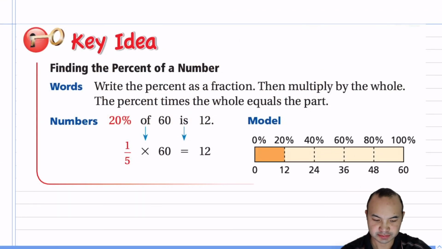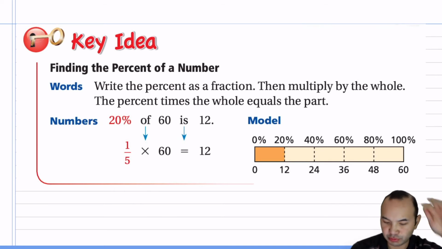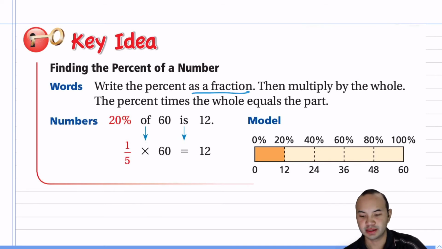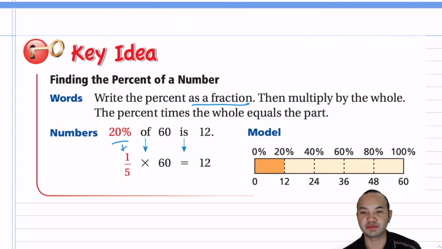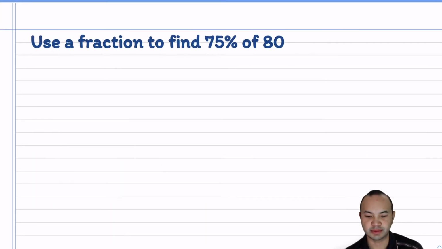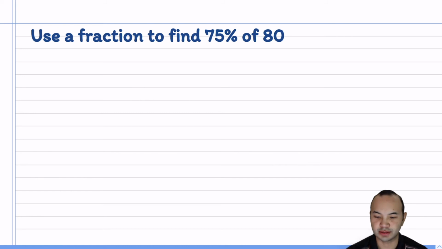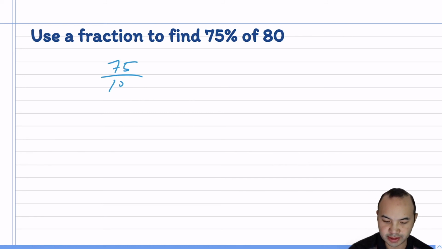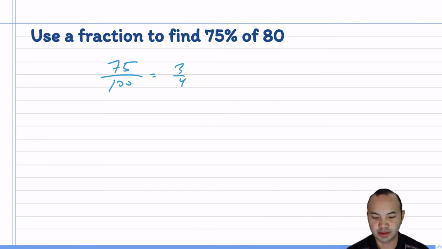So key idea here, finding percent of a number: write the percent as a fraction first, then multiply by the whole. The percent times the whole equals the part. So 20%, change 20% to 1/5, multiply, and then you find the percent. Another example: use a fraction to find 75% of 80. If you didn't know what 75% is, you just find out by making it over 100, right? So that becomes 3/4. So 3/4 of, this means multiply, right, of 80.